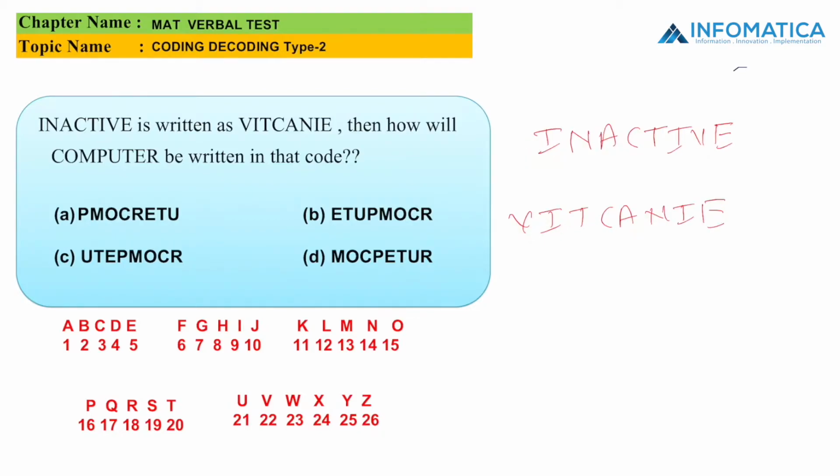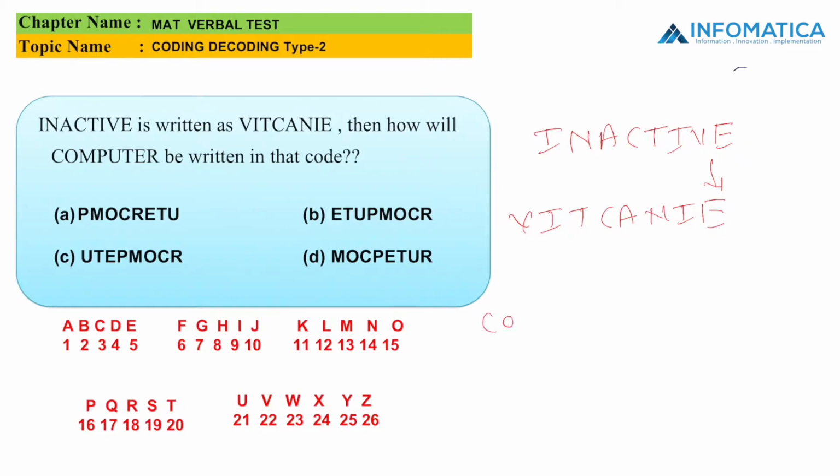VITCANIE. So if we watch carefully, we can see that E has been written the same way, whereas the first up till the second last letter have been interchanged. So V has come on the first position, I has come on the second position, T has come on the third position, and so on. So let us look at the question. The question says, how will COMPUTER be written in that code?